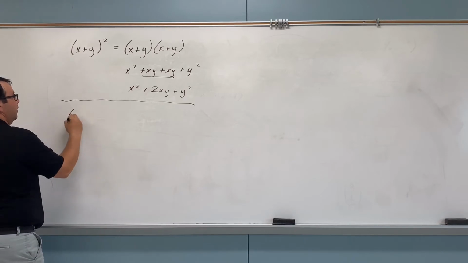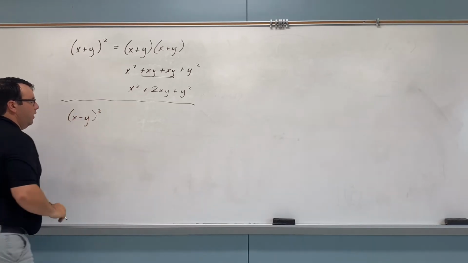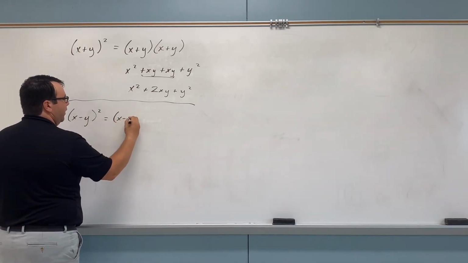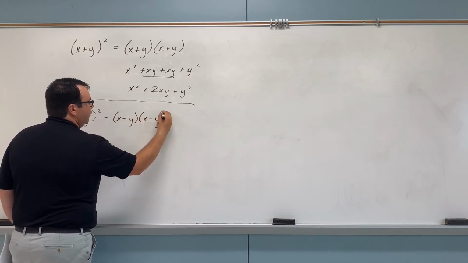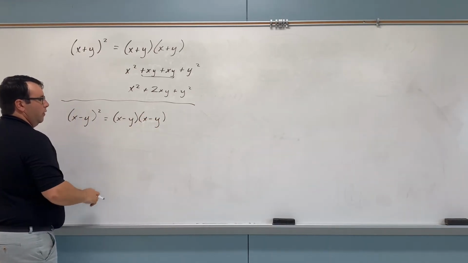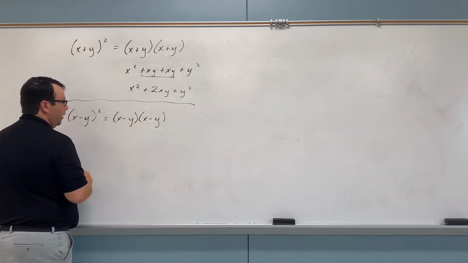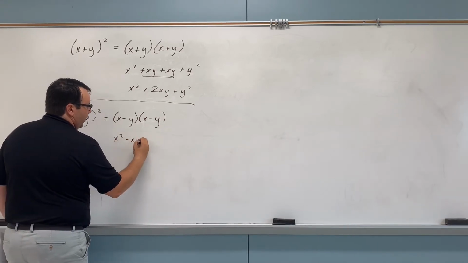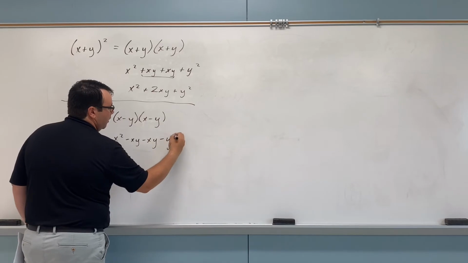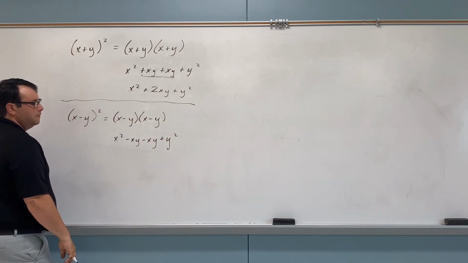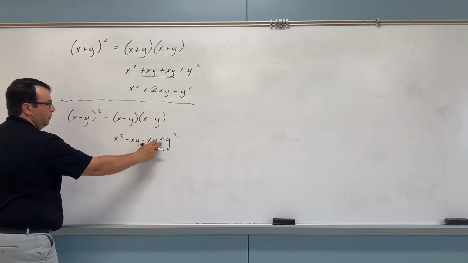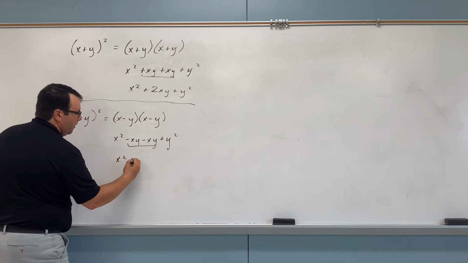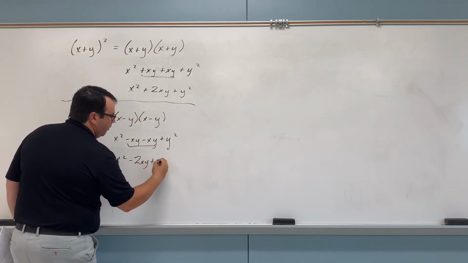Now, let's try it if we were doing a difference. So I have x minus y as a quantity squared. Same exact idea. It's that base multiplied against itself. So they're identical terms. They are not conjugates. They are identical terms. Foiling, I get x squared minus xy minus xy plus y squared. Because negative times negative there is positive y squared. Combine your like terms. I have x squared minus 2xy plus y squared.